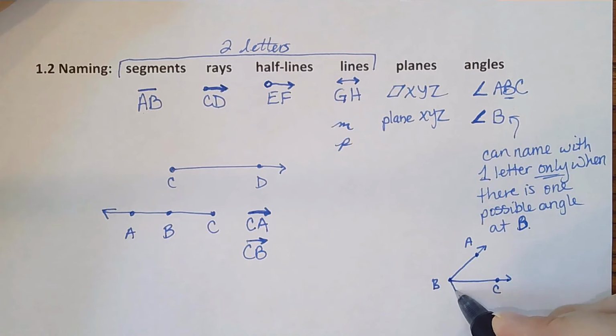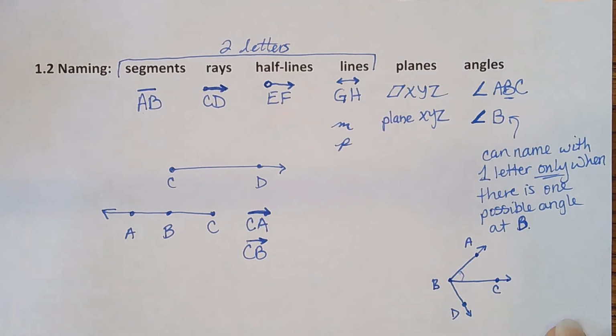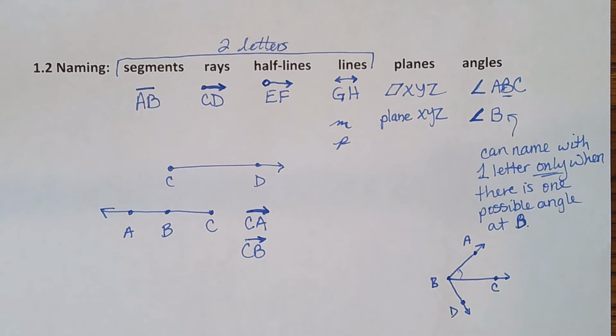But if there happens to be one more line over here, and I've got another point D, I can no longer just name this angle right here angle B. I can't, because if I say angle B, I don't know if I'm talking about this angle, this angle down here, or the whole big angle. I don't know anymore because there's more than one possible angle at that point, right? So in that case, I would have to use three letters, right? So this is why I'm saying when in doubt, use three letters, because three letters will always be correct. Using one letter is a shortcut, but you can only do it when there's just one possible angle at that point, okay? So those are some of the helpful things from sections 1.1 and 1.2.